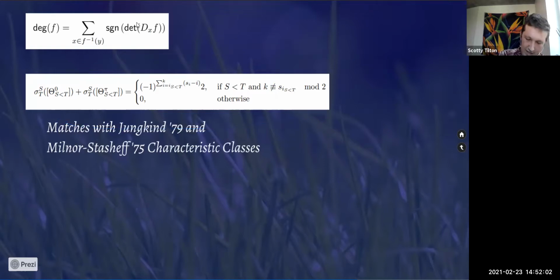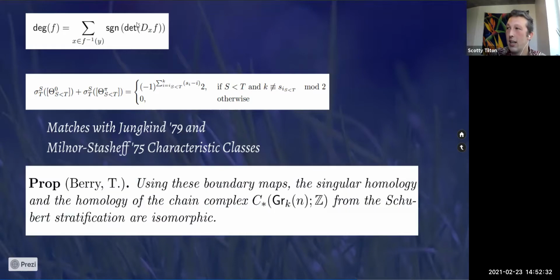And there was this guy back in '79 who got his PhD at the University of British Columbia. It was Jungkind, and he computed the general boundary maps for the Grassmannians. And he computed the homology of Grassmannians up to maybe 7, or something like that. Our formula matches with what he got back then. So using these boundary maps, what my collaborator and I figured out is that the singular homology and the homology of the chain complex from the Schubert stratification are isomorphic. So if we use the one with stratified spaces, we get the same homology groups as others.